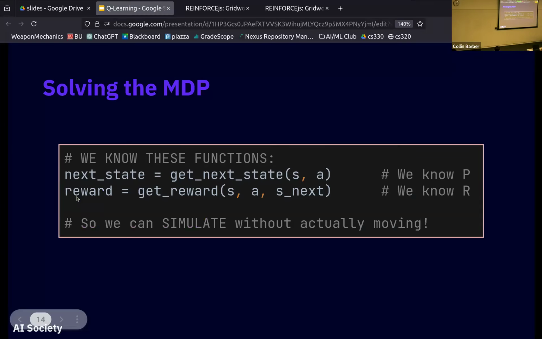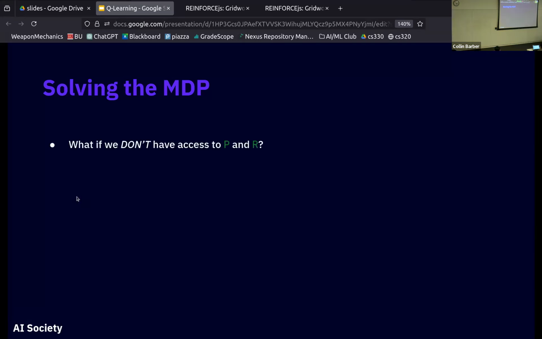So in value iteration, we have access to simulate the board, right? We have access to these simulator functions, and we know what the exact reward is going to be if we move between states. Which is crucial because maybe we don't always have really good info here. So what if we don't have access to P and R? What if in the Markov decision process, it's not clear what those are?